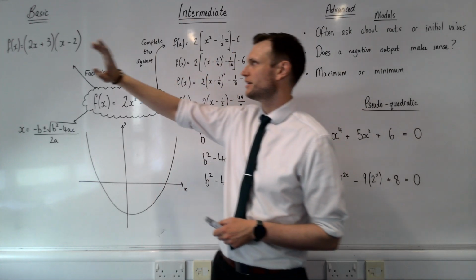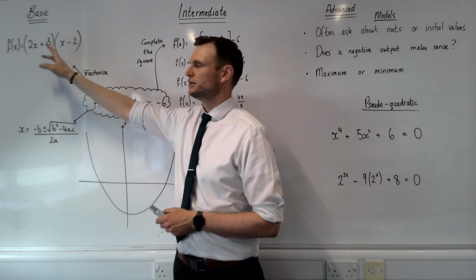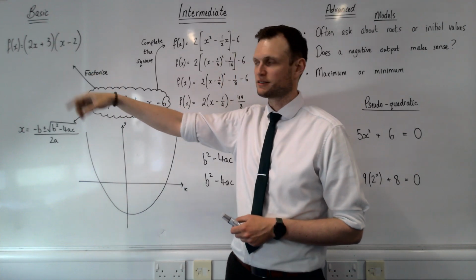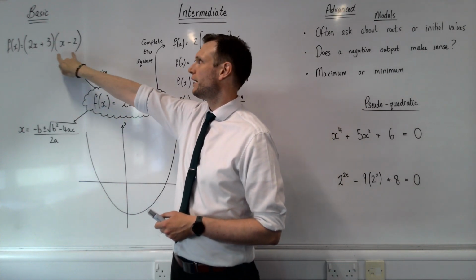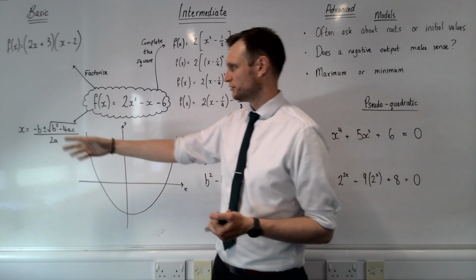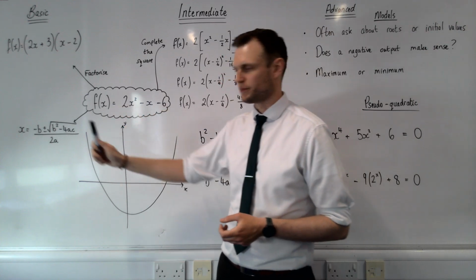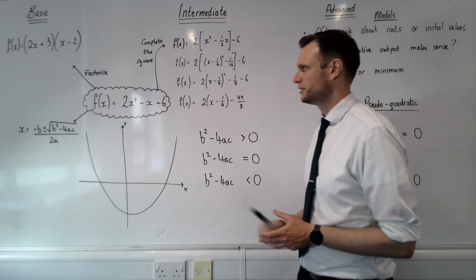Now if you're factorising it, fine, put each of those brackets equal to 0. 2x plus 3 equals 0, so x would be minus 3 over 2. Or x minus 2 equals 0, so x equals 2. Using the formula, you've just got your a value, your b value, and your c value. We'll come back to that when we talk about the discriminant.